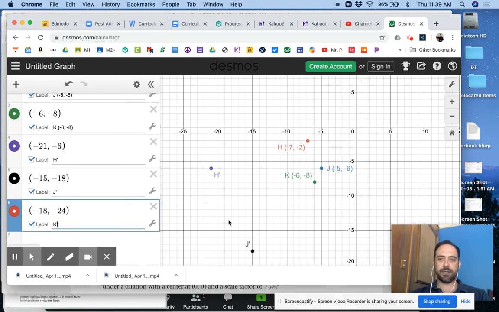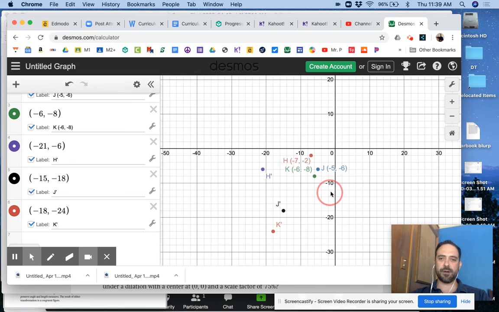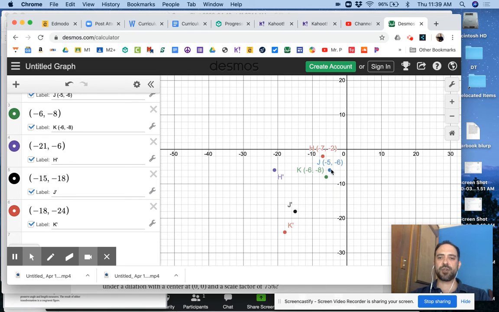All right, let's see where that ends up. K prime is going to be a little bit further down. There you are. Okay, now let's look. You could see the shape of the triangle here, right? HJK and HJK down here. It is 3 times larger, right? It's 3 times larger, these distances. You could see the center is 0, so you can almost see like it's projected out. If I were to connect these dots between, it would look like a 3-dimensional triangle coming out at you, okay?